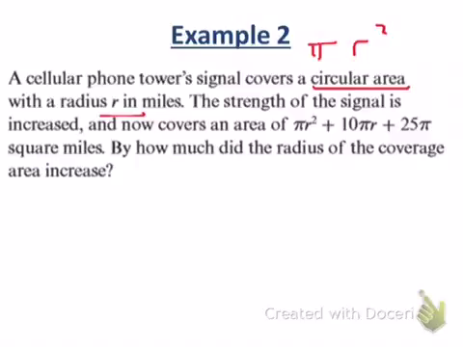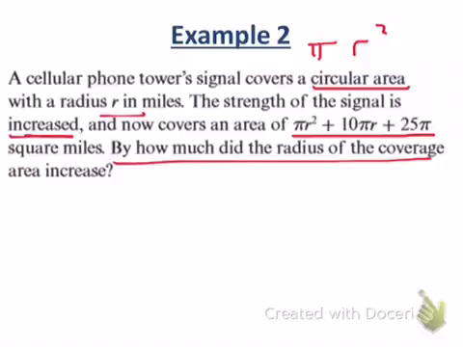Second sentence. The strength of the signal is increased, and it now covers an area of pi r squared plus 10 pi r plus 25 pi square miles. By how much did the radius of the coverage area increase? Now, in the context of what we're doing, what are we going to use with this expression to see what's going on? We're going to factor it.